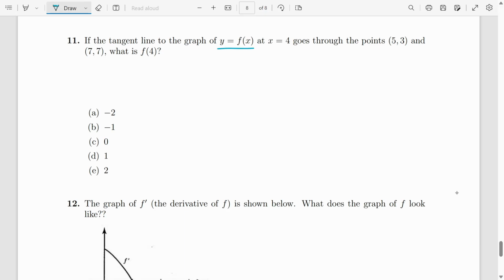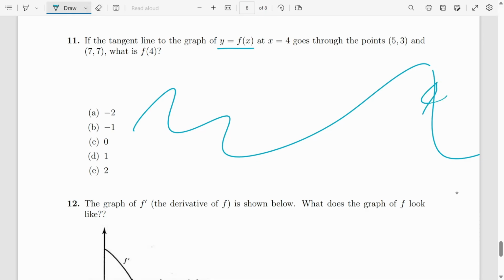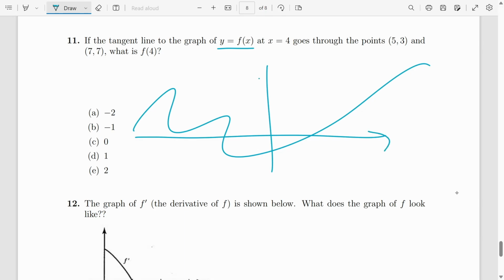So we have some function. We don't know what it looks like. And let's see, we have our axes. At x equals 4, right here, there's a tangent line, so it's the derivative basically. And we draw that big line out. It passes through 2 specific points, (5, 3) and (7, 7). And if we have that line, then we're asked to find what the actual value is right there at x equals 4. So that's our unknown.